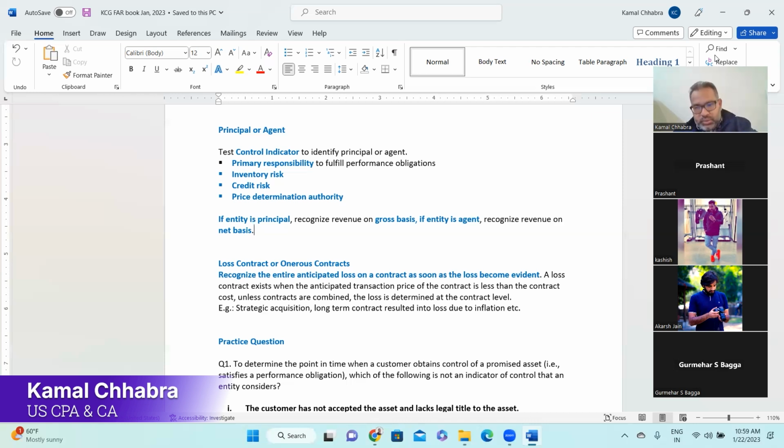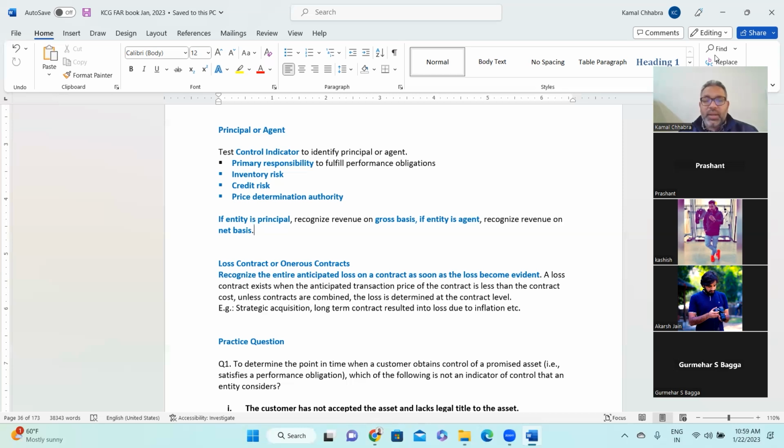They do not own the house, but they sell the house and they earn the commission or brokerage on selling the house, right? So they are the agent. Their revenue is the commission, not the entire sales value. Make sense? So in their books, they would be recognizing the revenue only to the extent of commission, not the sale value or the purchase value of the respective assets or inventory. Make sense? So first, to identify whether somebody is a principal or an agent, what we need to keep in mind is the control indicator.